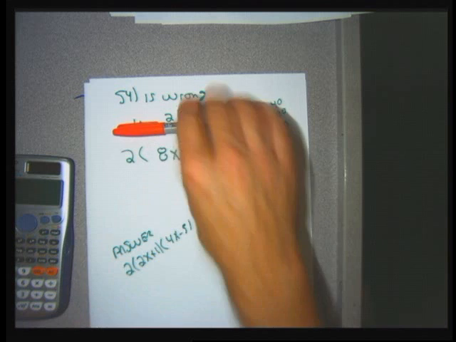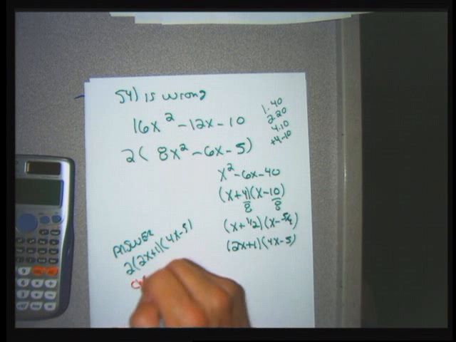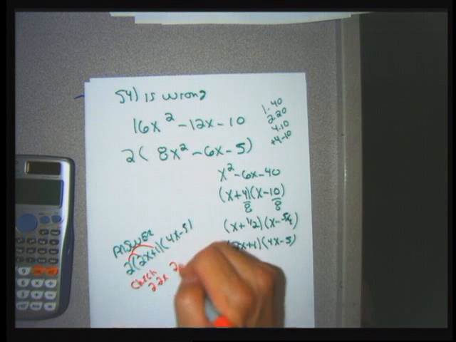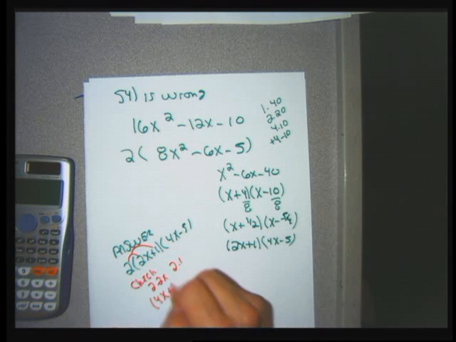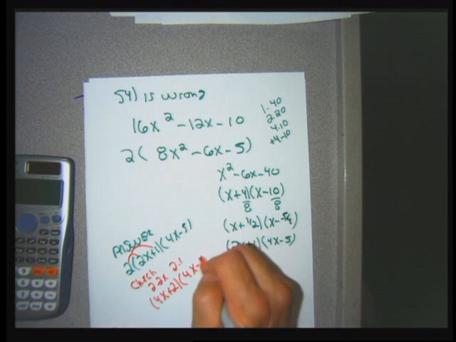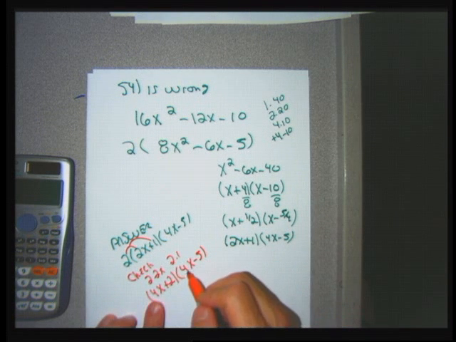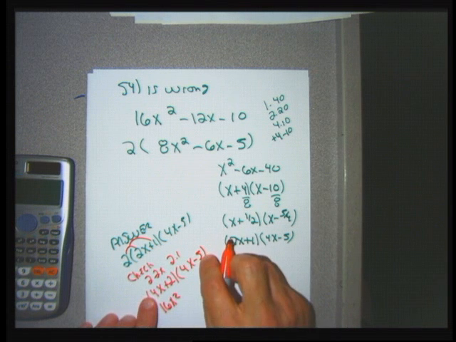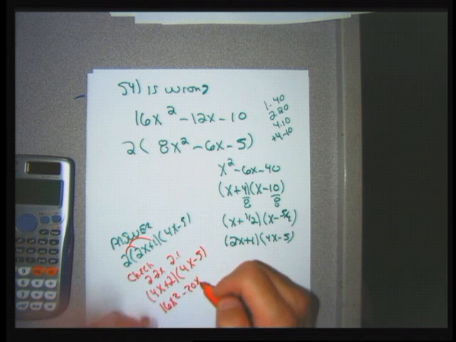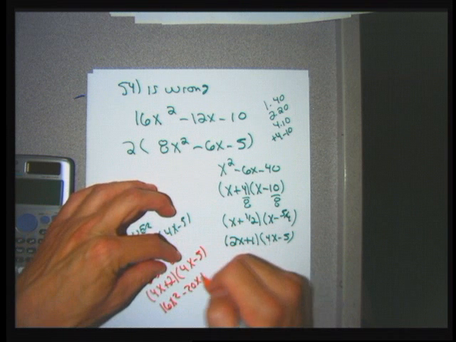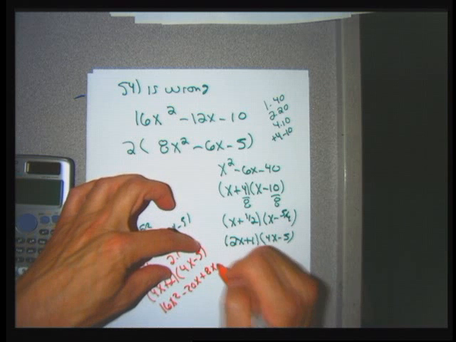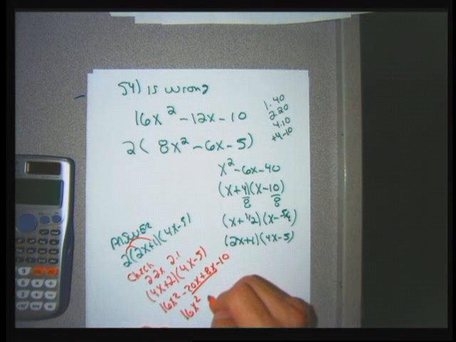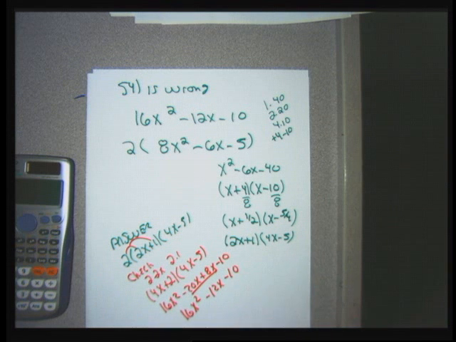I'm going to check this because I'm not confident in myself now. For checking, first I go 2 times 2x and 2 times 1, and I get 4x plus 2, and now I'm going to FOIL. Firsts are 4x times 4x, which is 16x squared. Outers are 4x times minus 5, which is minus 20x. Inners are 2 times 4x, which is plus 8x. Lasts are 2 times negative 5, which is negative 10. This gives me 16x squared. Those give me a minus 12x and a minus 10.